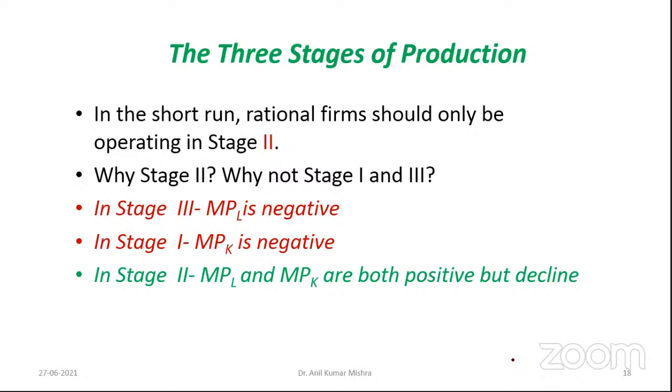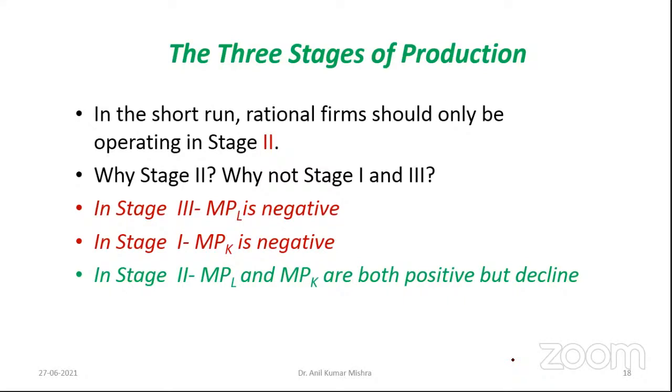So when the number of customers increases, you are using more and more rooms. Then the fixed factor will be properly utilized, and that is possible in the second stage, not in the first stage of the production process.